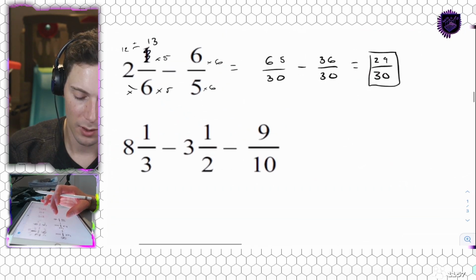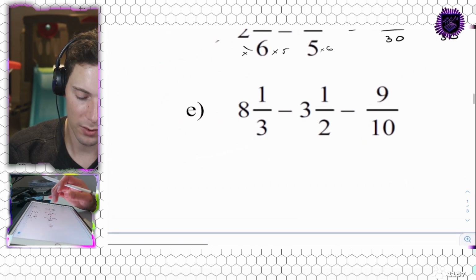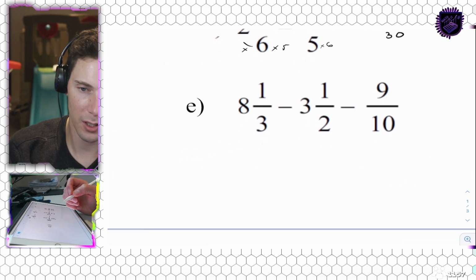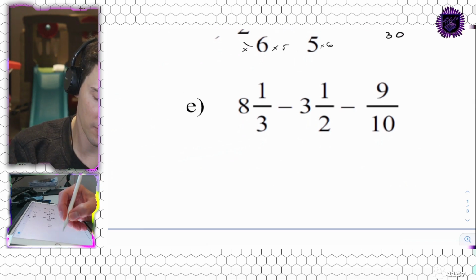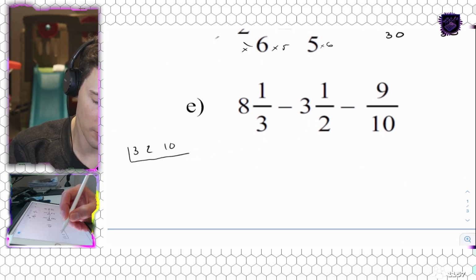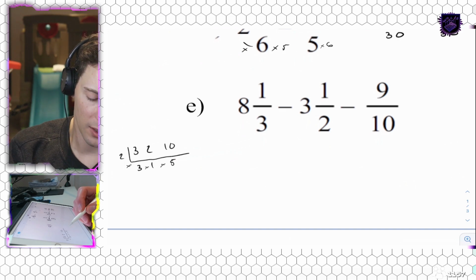Now, this one, lowest common multiple, LCM of 3, 2, and 10. Is there a common factor? There is 2, 1 and 5, and that's it. 2 times 3 times 1 times 5. LCM is going to be 30. 2 times 3 is 6.